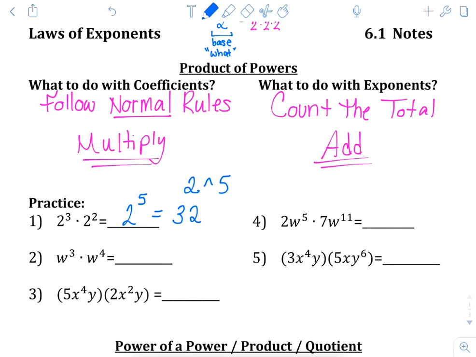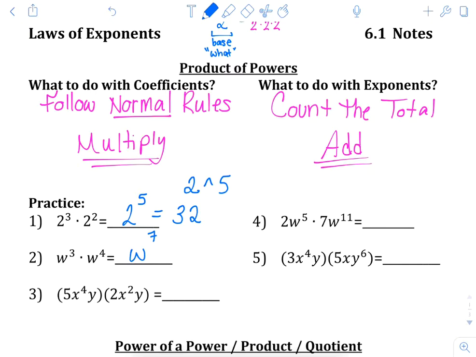Okay? All right, let's talk about number 2. My base is a W. So what am I multiplying? I'm dealing with W's. Then I ask myself, how many W's are there? Well, there's 3 in the first part, 4 in the second part. That gives me a total of 7 W's. So W to the 7th power.